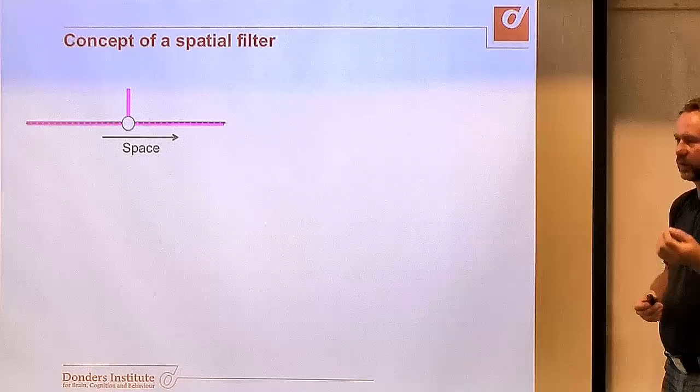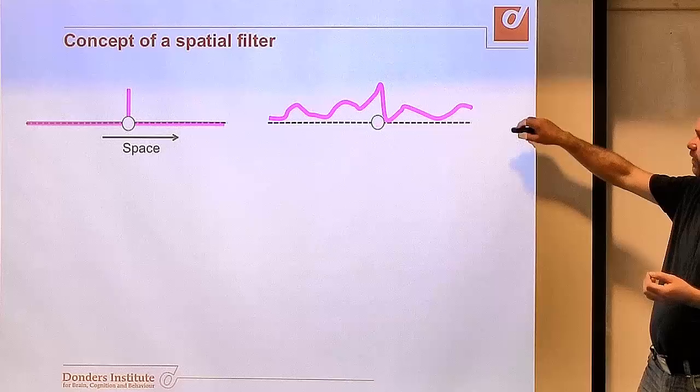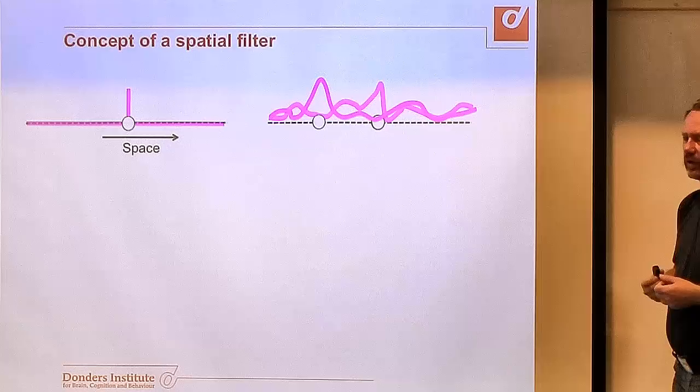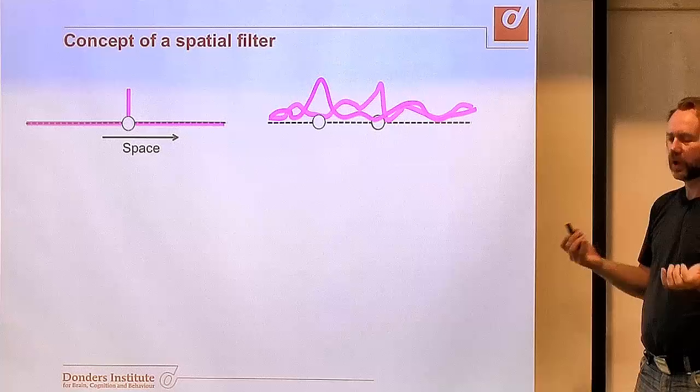But in reality, we have a spatial filter that looks like this. At the location of interest, we are picking up activity, but we're not necessarily insensitive to the activity elsewhere. And at another location, the spatial filter would look like this. So there is spatial leakage of interfering sources into the estimate of the region of interest.